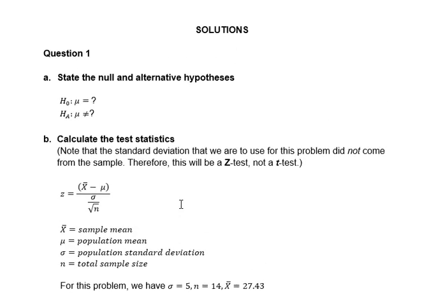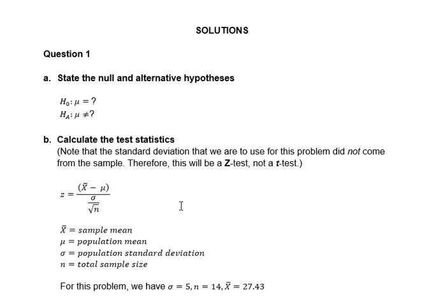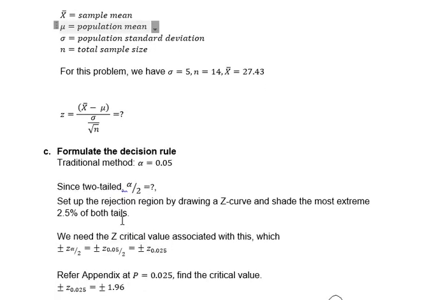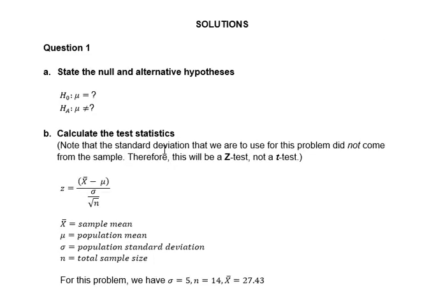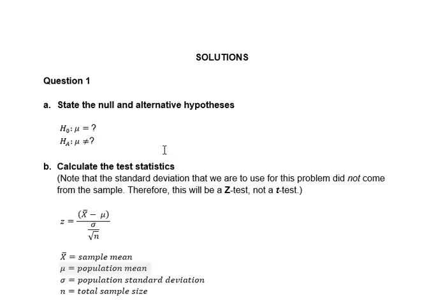The first step, you have to bear in mind, is to state the null and alternative hypothesis. Step 2, you need to calculate the test statistic. Step 3, formulate the decision rules. And step 4 is state your conclusion. We will do this exercise one by one.